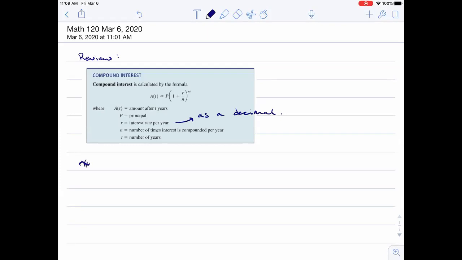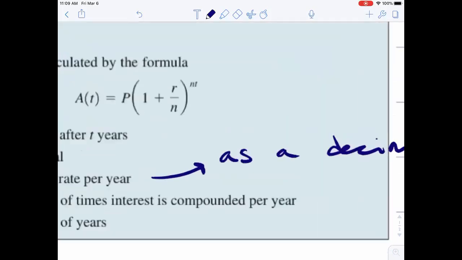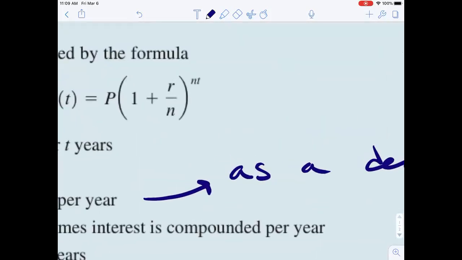But the formula that we use, right, is P, which is the initial investment or the principal amount, times 1 plus, and then the rate as a decimal over n, how many times per year we're compounding, to the power of n times t. Now it's really small on here, right? But it's to the power of n, the number of compoundings, times t, which is however many years we let it sit there for.